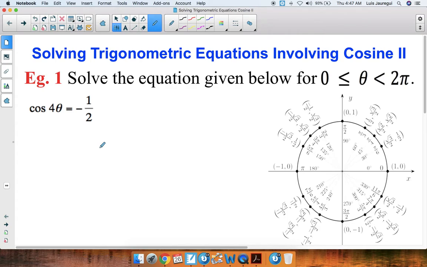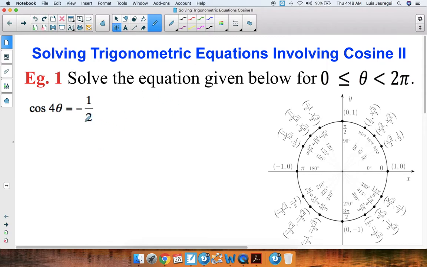Welcome. In this video we'll be solving trigonometric equations involving cosine, part 2. Let's take a look at our first example. Example 1. Solve the equation given below for theta greater than or equal to 0 and less than 2 pi. Here our equation is cosine of 4 theta is equal to negative 1/2.